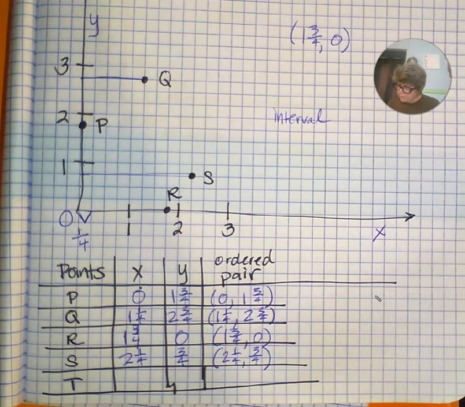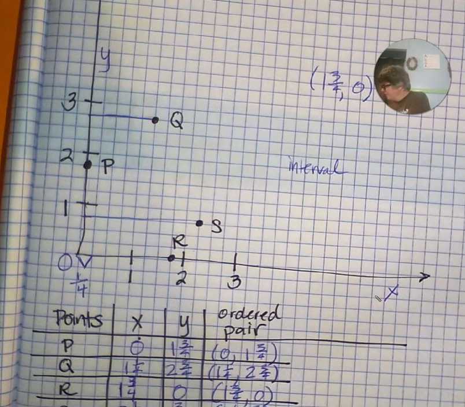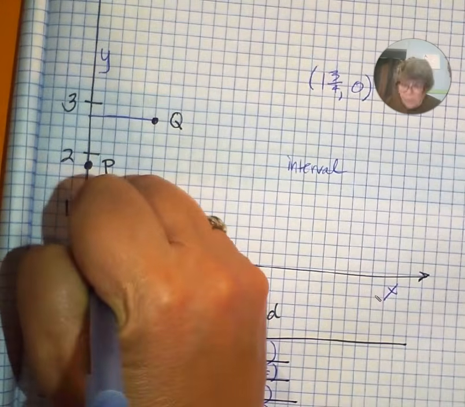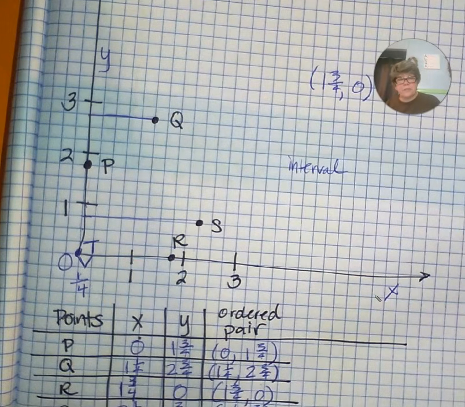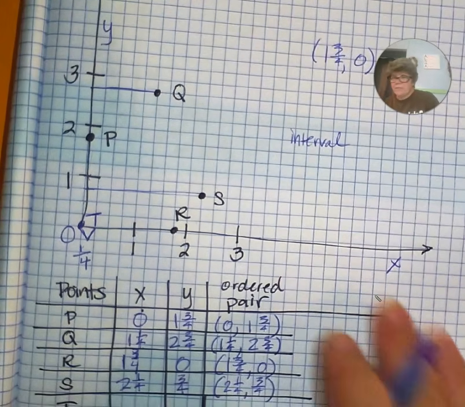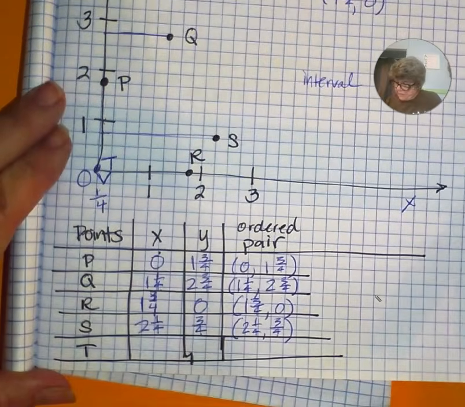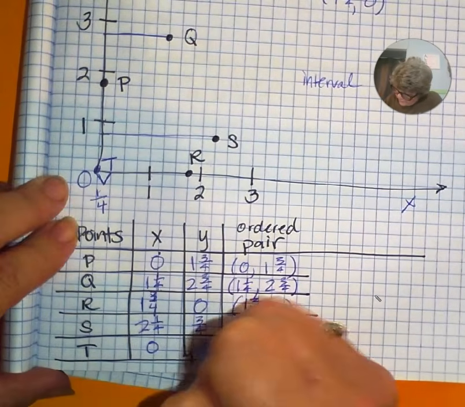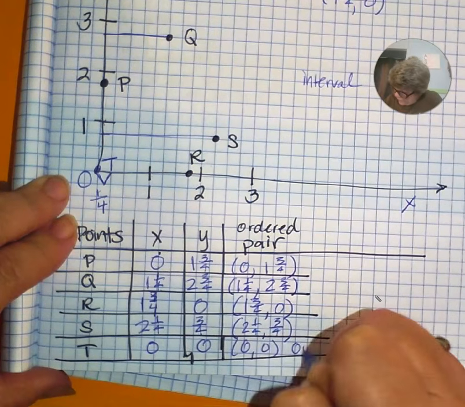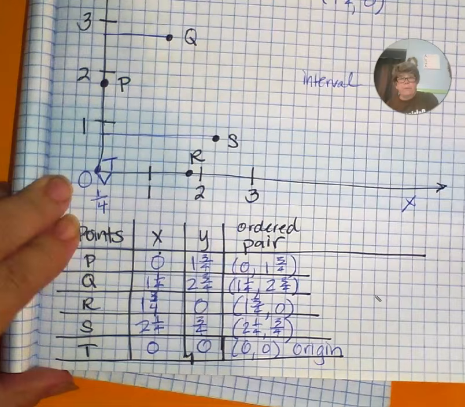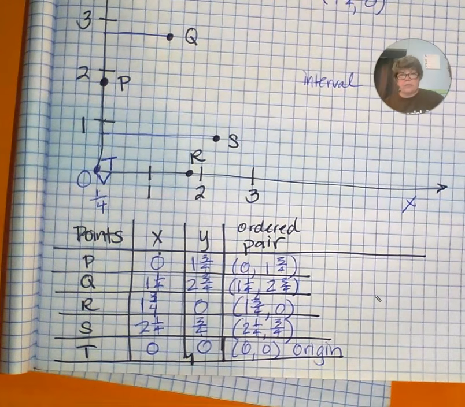And how about, we don't have our T yet. That is odd. Do you have a T in your book? Maybe I forgot the T. That's funny. Oh, yeah, T is right down here. The T has a special name, doesn't it? The T is called the origin. So it is 0, 0, and you can write origin if that will help you remember, because somebody could ask you tricky on a test: what is the ordered pair for the origin?